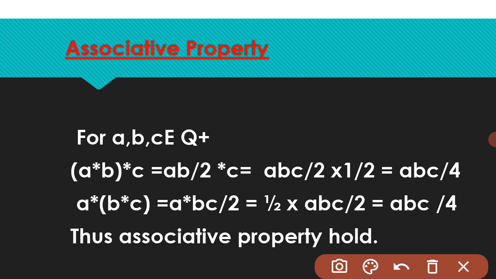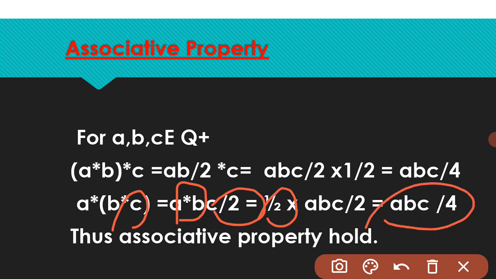Now come to the right hand side. a asterisk (b asterisk c) is equal to: when we operate b asterisk c, then bc by 2 comes as the operator defined earlier, and when the operator is applied a second time, one more 1 by 2 comes. 1 by 2 multiplied by 1 by 2 is 1 by 4, and abc by 4. Left hand side is equal to right hand side, hence the associative property holds.